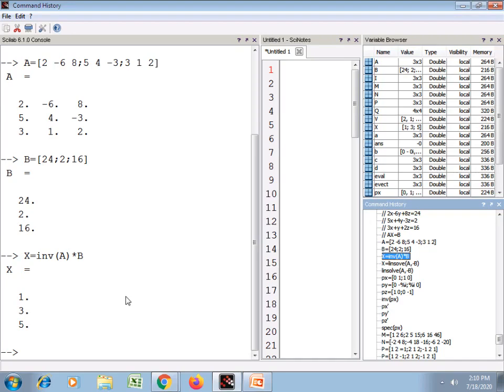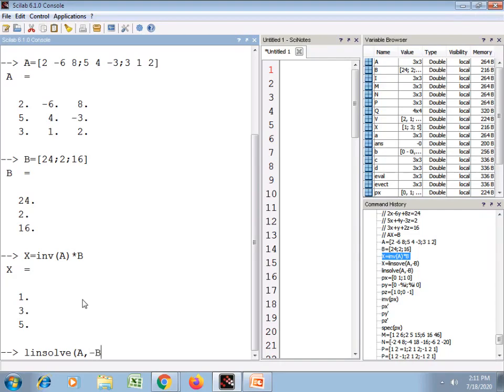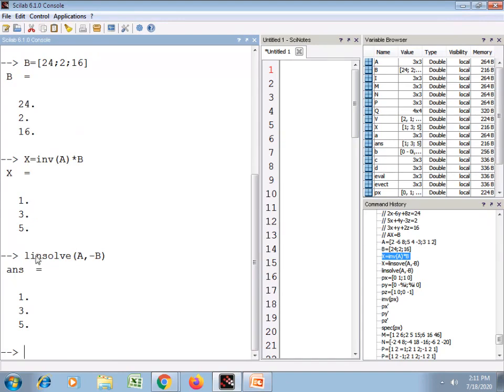You can directly use this command linsolve for getting the solution of the three linear equations. So first you have to write the first matrix, means matrix A, and then matrix B with minus sign. Remember, here you should write minus B. Okay, so with this command also you get the same values of x, y, and z.